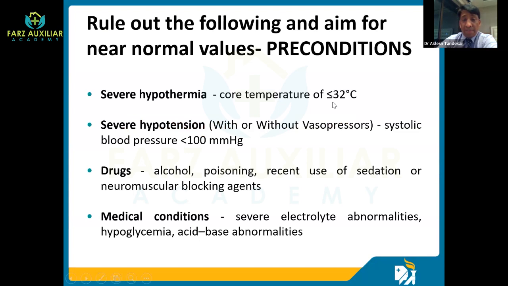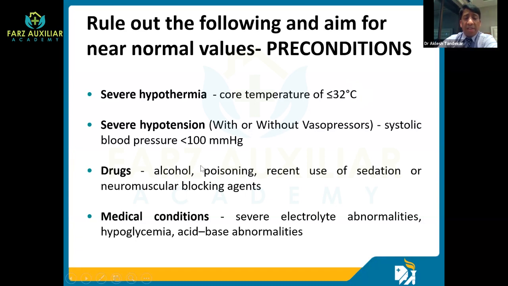If the patient's hypothermia temperature is less than 32 degrees, we need to correct the temperature and bring it to normal. And if the patient has hypotension, BP less than 100 systolic, we need to make sure that the blood pressure is brought up either with fluids or vasopressor support.